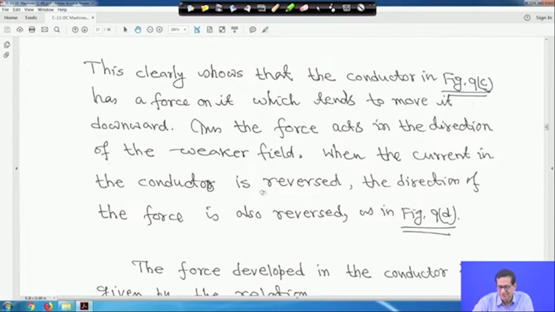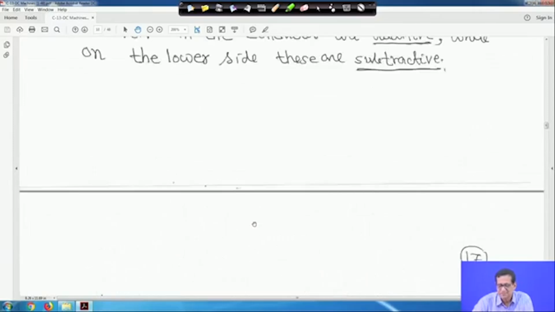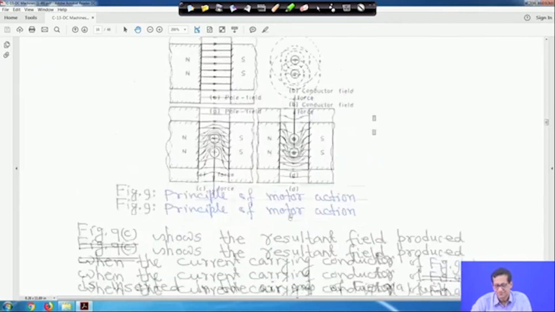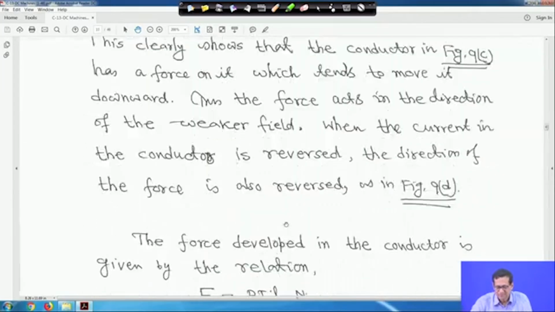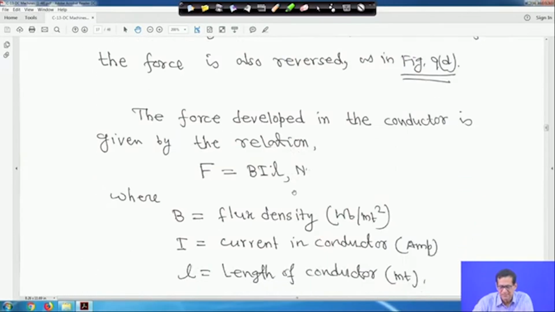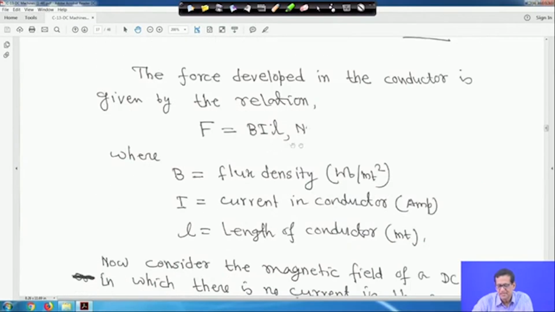When the current in the conductor is reversed, as in the second diagram, the force is also reversed, and it acts towards the weaker field on this side and here also. Now, generally the force developed in the conductor is given by F = BIL newtons, where B is the flux density in Weber per meter square, I is the current in the conductor in ampere, and L is the length of the conductor in meter.